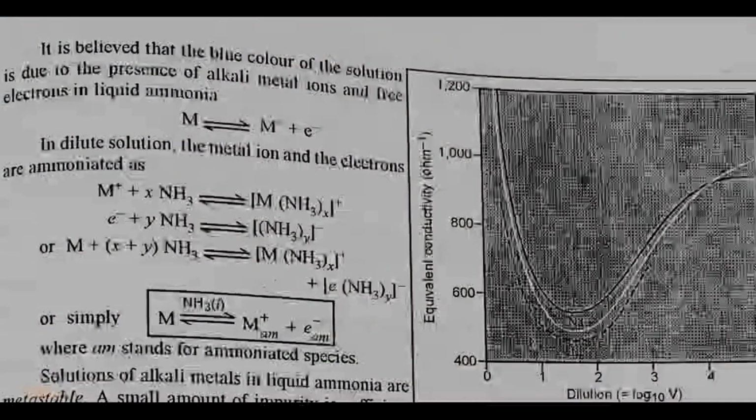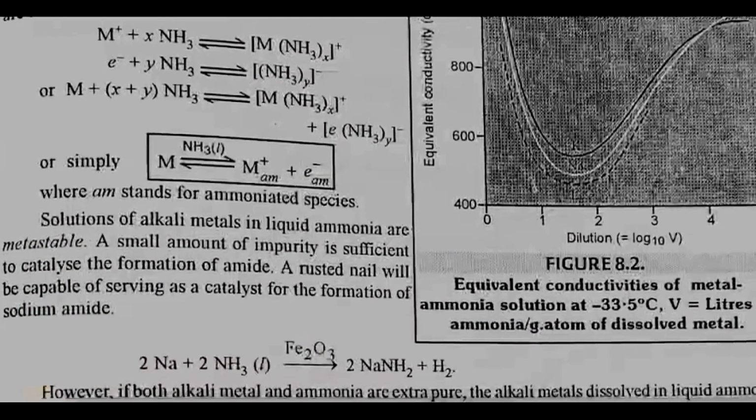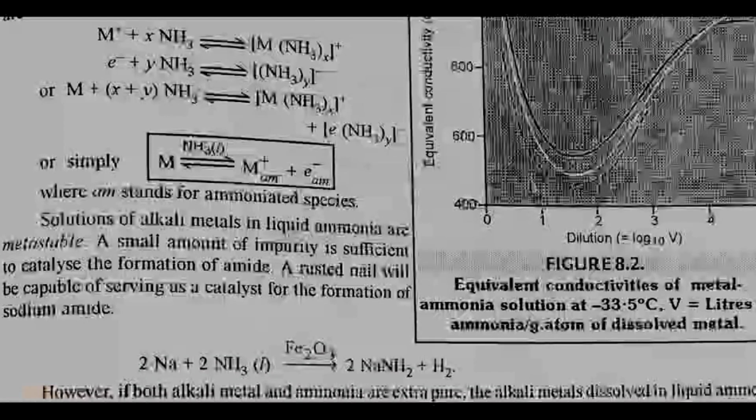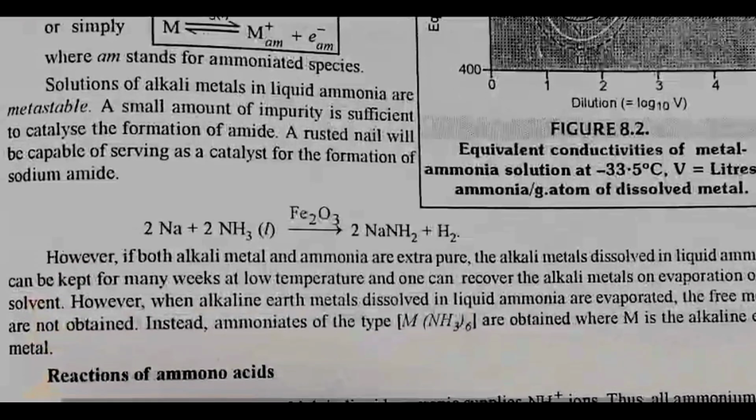It is believed that the blue color of the solution is due to the presence of alkali metal ions and free electrons in liquid ammonia. Metal is in equilibrium with metal positive plus electron. In dilute solution, the metal ion and the electrons are ammoniated, or simply, metal in presence of NH3 is equal to M+(am) plus e-(am), where am stands for ammoniated species.